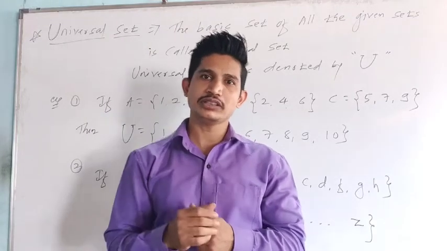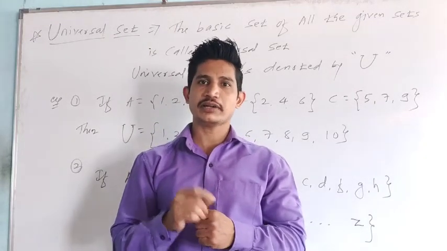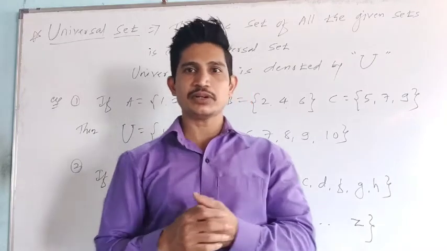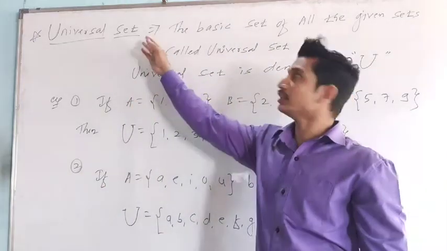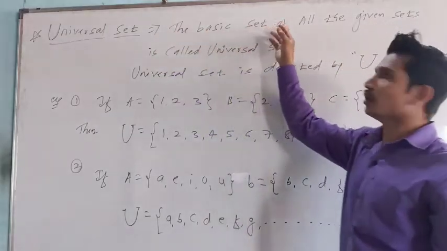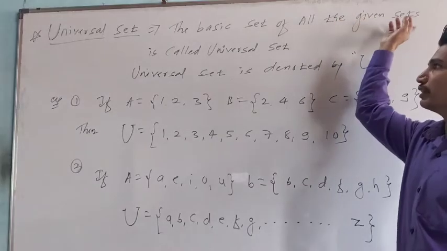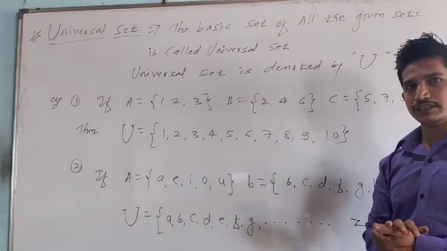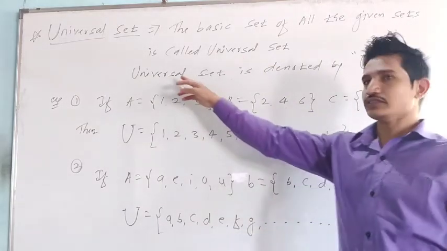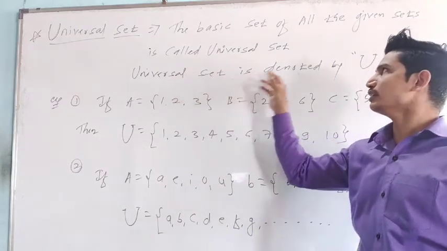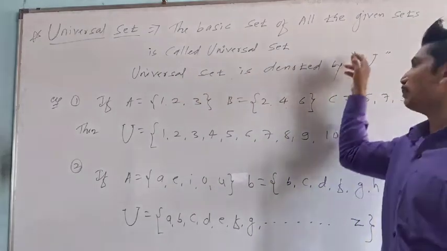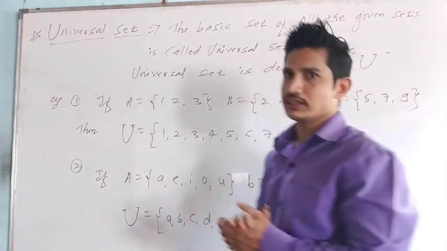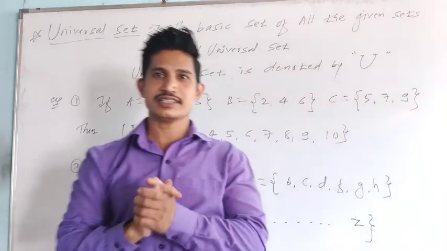And the universal set is always denoted by U. So the definition is: the basic set of all the given sets is called the universal set. The universal set is always denoted by a capital letter U. Capital U is the notation for the universal set.